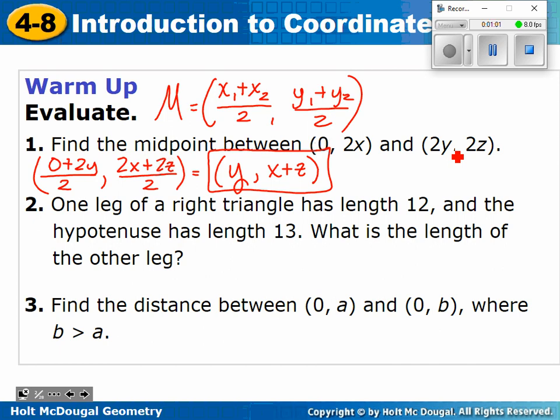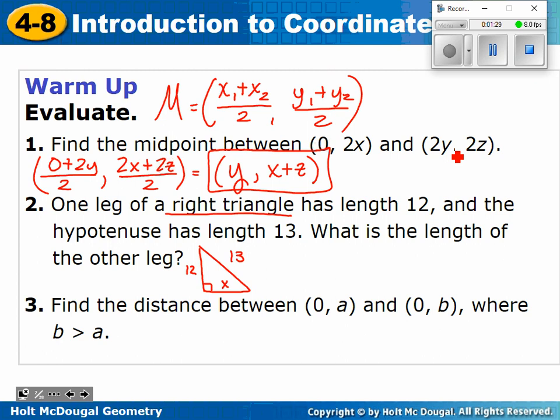Questions on number 1? Okay. Number 2. What is number 2 requiring you to use? Pythagorean theorem. We're dealing with a right triangle. They give us the length of one leg and the hypotenuse length, and they ask us to find the length of the other leg. I would probably draw a picture since I'm very visual. Helps me see it better. One leg is 12, the hypotenuse is 13, and they're asking me to find the length of the other leg.